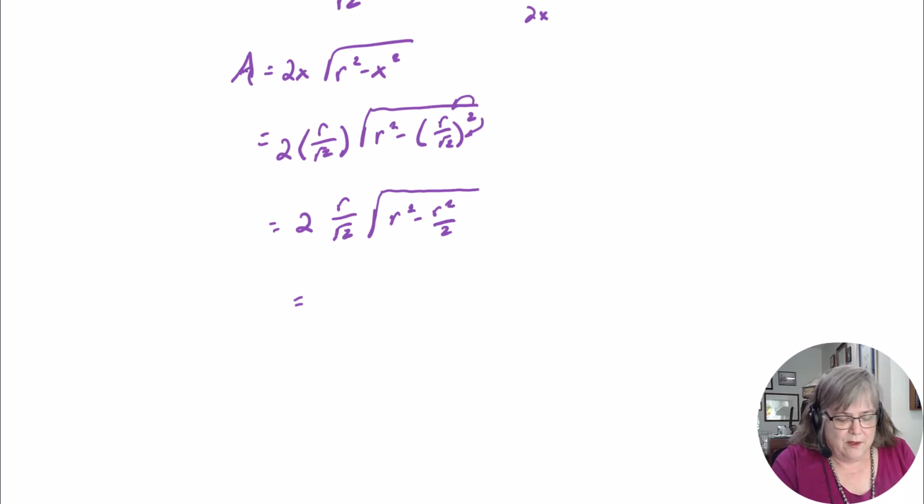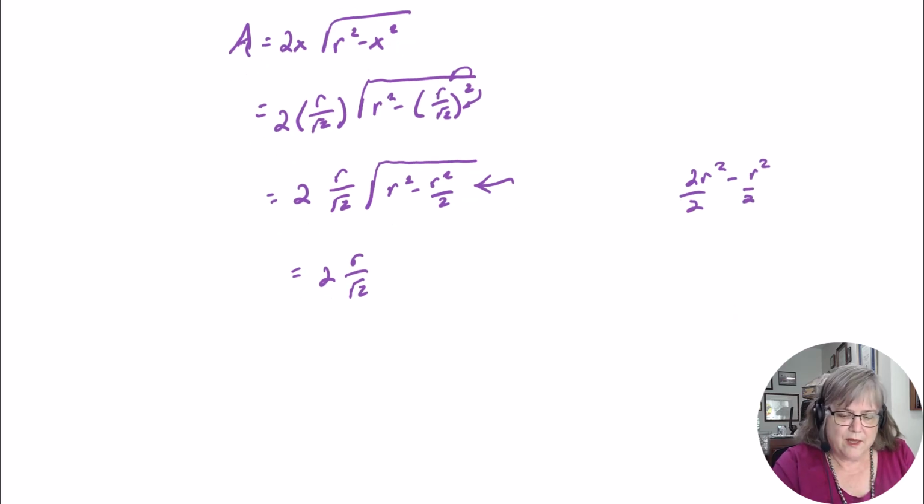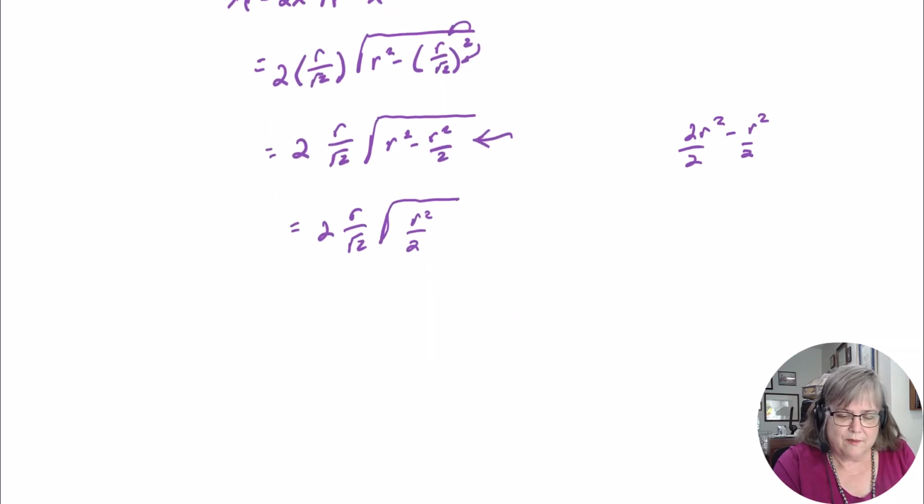So here we go. So you have 2r over the square root of 2. Now what we're trying to do is to clean up what's going on inside. So I would need a common denominator of 2. So this would be 2r squared over 2 minus r squared over 2, right? And when you clean that up, you would have the square root of 2r squared minus 1r squared, which is r squared over 2.